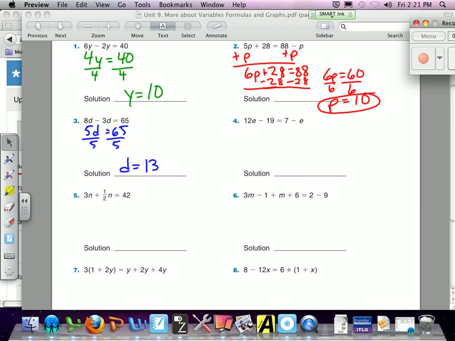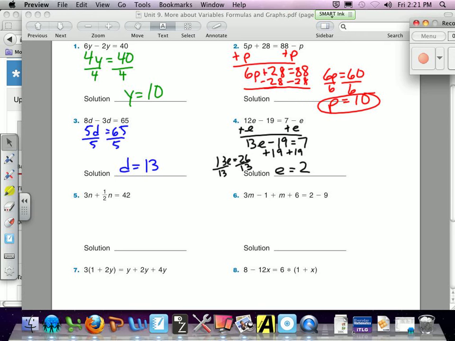Problem number 4. I already have it in simplest form on the left-hand side and the right-hand side. So I'm going to add e to each side. 13e minus the 19 equals the 7 that's remaining on the right-hand side. So then I'm going to add 19 to each side. And I get that 13e equals 26. So that when I divide by 13 on each side, I find that e will equal 2.